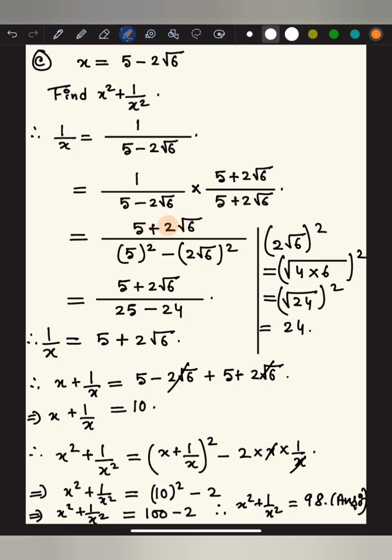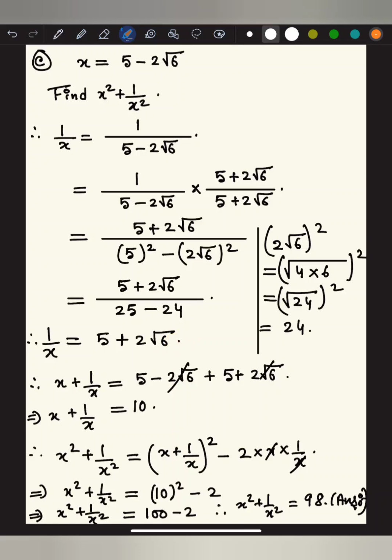So 5 plus 2 root 6 whole divided by 5 minus 2 root 6 into 5 plus 2 root 6, which means 5 square minus 2 root 6 whole square. So this is equal to 5 plus 2 root 6 whole divided by 5 square, which means 25, minus 2 root 6 whole square, which means 24, which is equal to 5 plus 2 root 6 by 25 minus 24, that is 1. Therefore 1 by x equals 5 plus 2 root 6.